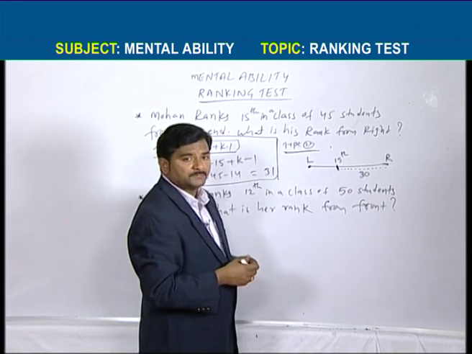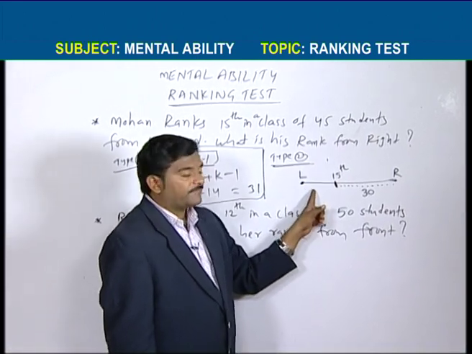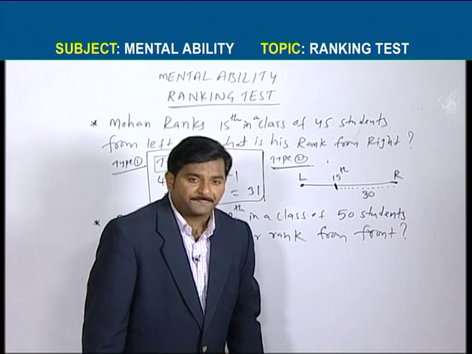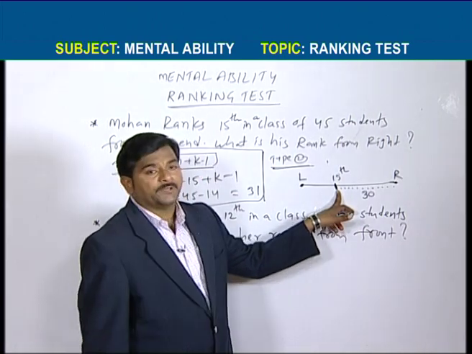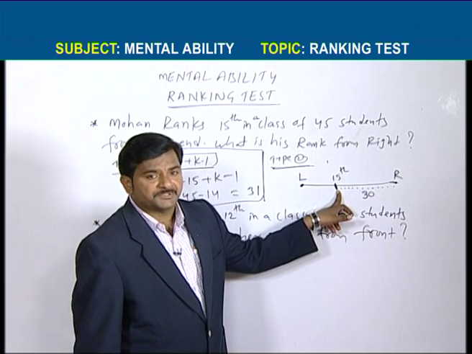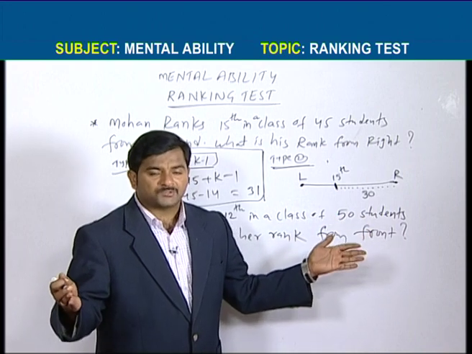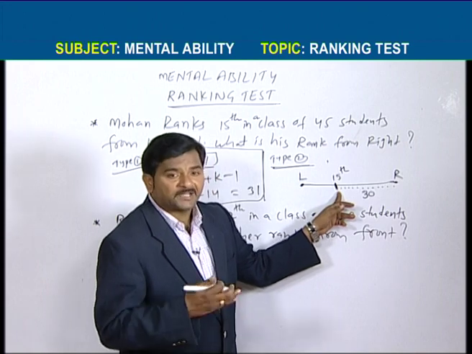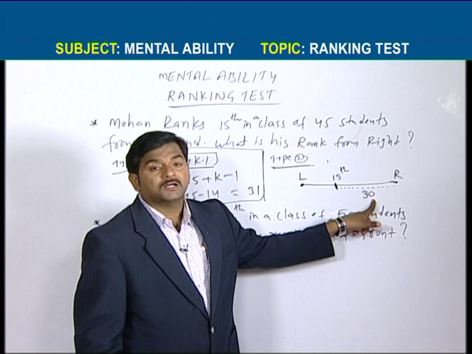I hope you understood. The concept is very clear, see once again. We know Mohan's position from the left end. Mohan occupies which position? 15th position. So a row has total strength 45. Out of 45, up to 15 ranks are given. After 15, how many ranks will you get? 30 ranks you will get.